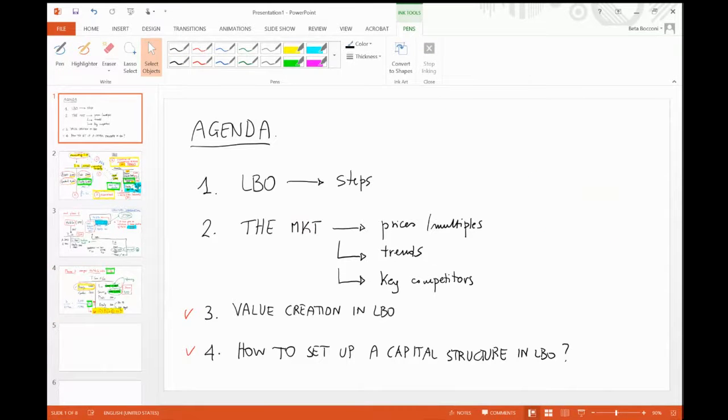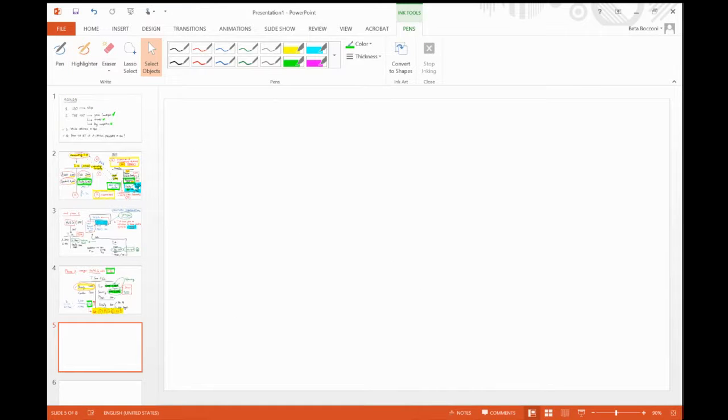So a quick look at the market. We have already seen the prices and multiples. I wanted to simply give you a look in terms of trends and key competitors. But before doing that, just one point for you. And the point is the following. We said that your bet is either to reduce leverage or to increase the value of the company.